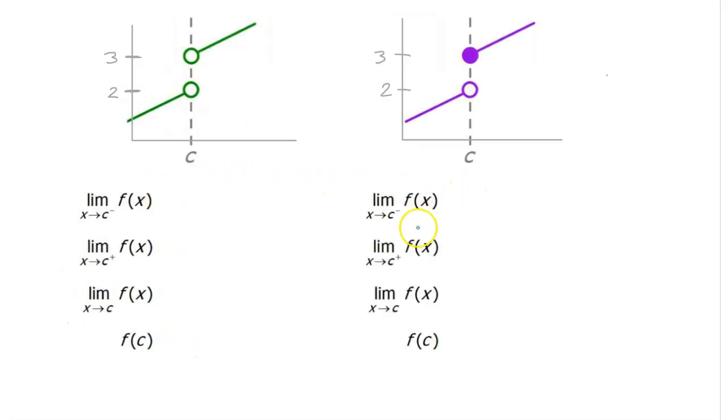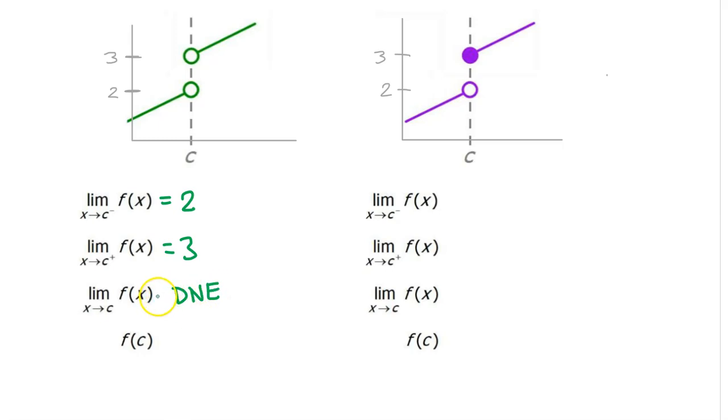Pause the video again. Try to do all 8 of these expressions. So the limit as x approaches c from the left of f of x is equal to 2. From the left, we are approaching an output value of 2. The limit as x approaches c from the right of f of x is 3. Because the left-sided limit and the right-sided limit are not the same value, the overall limit does not exist.